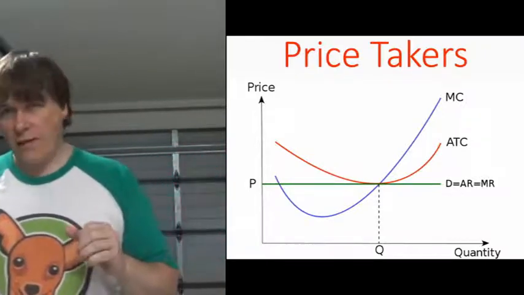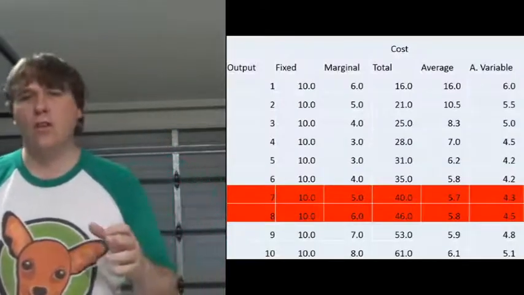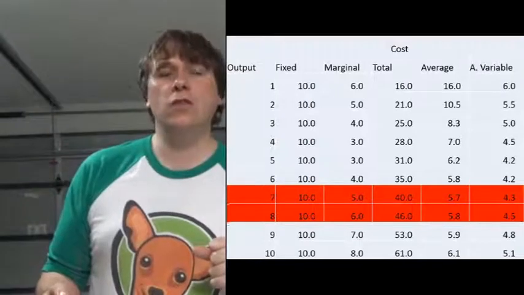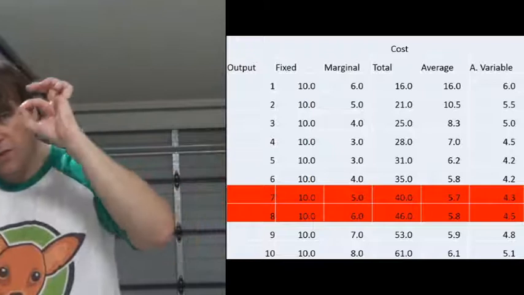Alright, so let's just have a look here at what our costs look like in the table. So let's say we've got a fixed cost of $10. In a sense, that wouldn't change. Now our marginal cost is the additional cost every single time, which is your difference between your total costs.